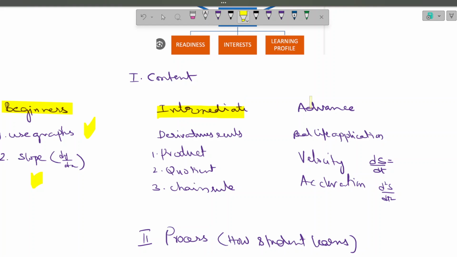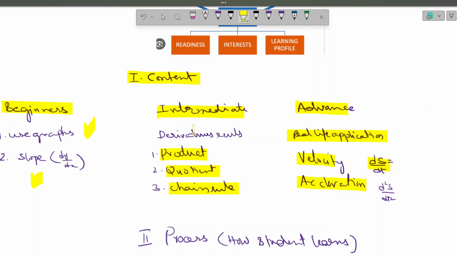What derivatives are there? Function derivatives. And then comes the product rule, how to solve problems using the product rule, how to solve problems using the quotient rule, and the chain rule, that is when more than two functions are involved, how to do it. This you have to teach. For the advanced students, you have to keep the work with real life applications and word problems. Velocity, first derivative, acceleration, second derivative, like that. That is about the content.